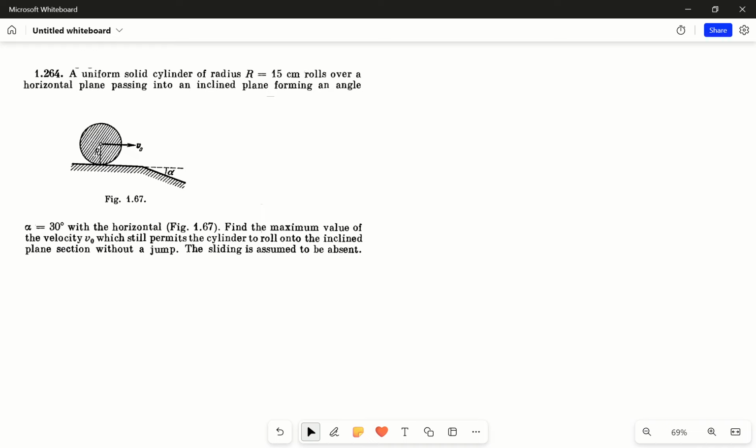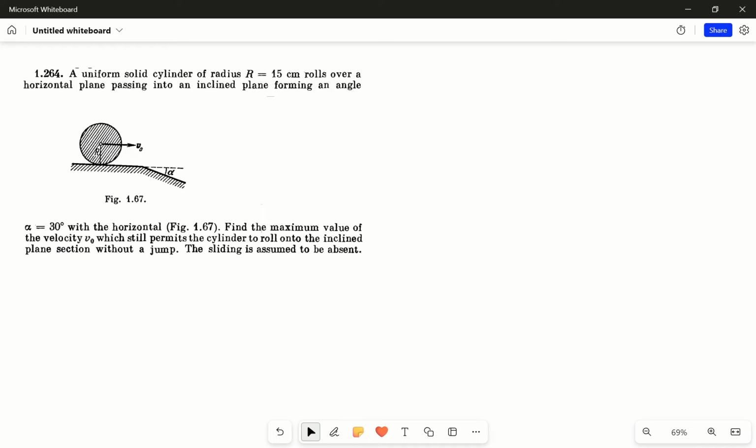So what the question says: a uniform solid cylinder of radius r equal to 15 centimeter rolls over a horizontal plane passing into an inclined plane forming an angle alpha equal to 30 degree with the horizontal. Find the maximum value of velocity v naught which still permits the cylinder to roll onto the inclined plane section without a jump. The sliding is assumed to be absent.